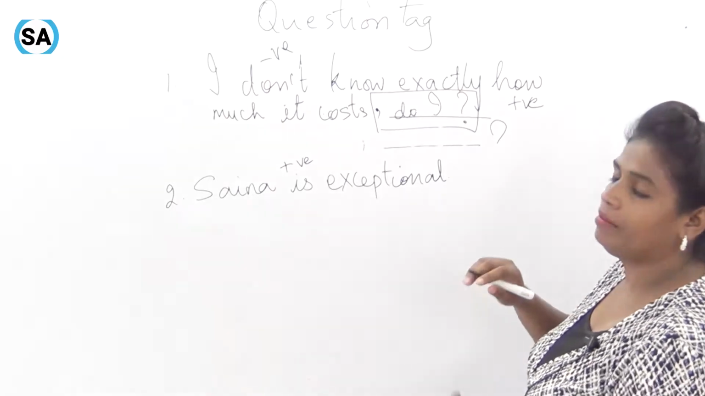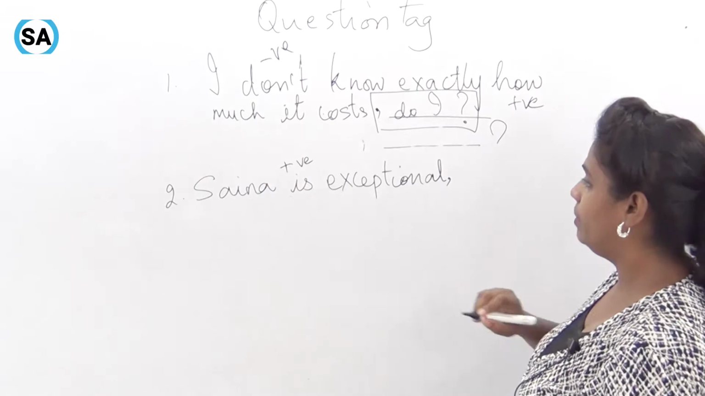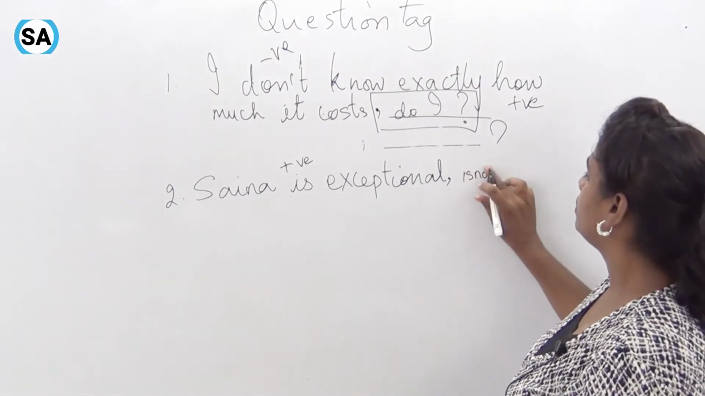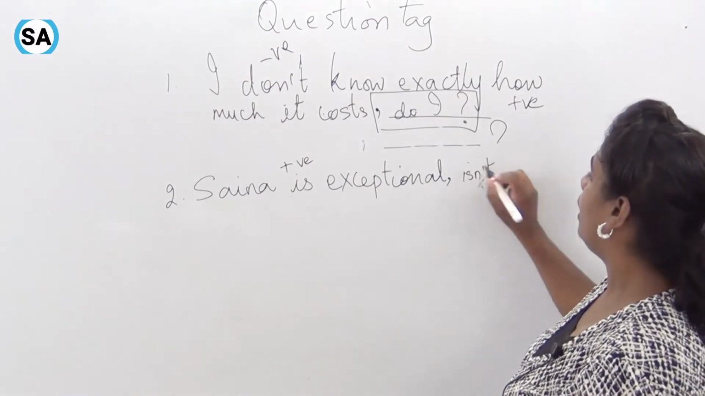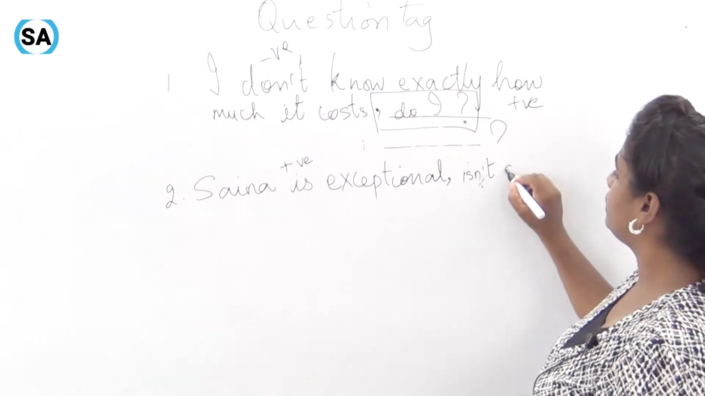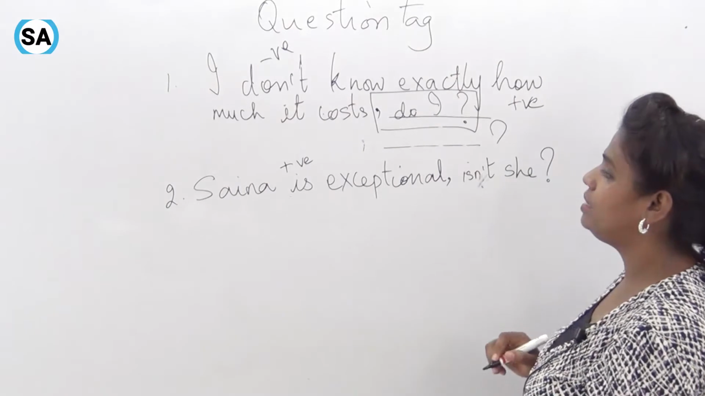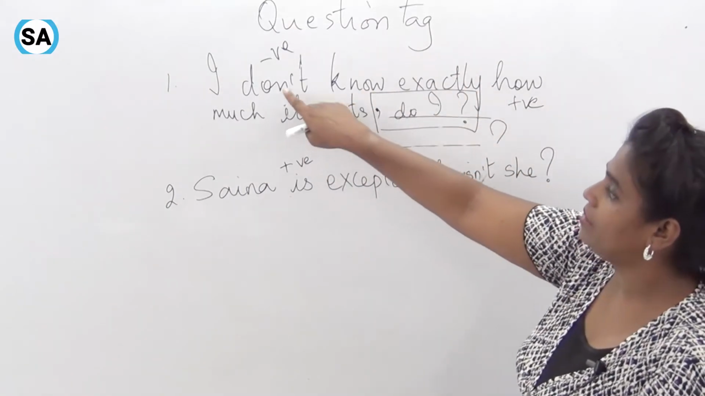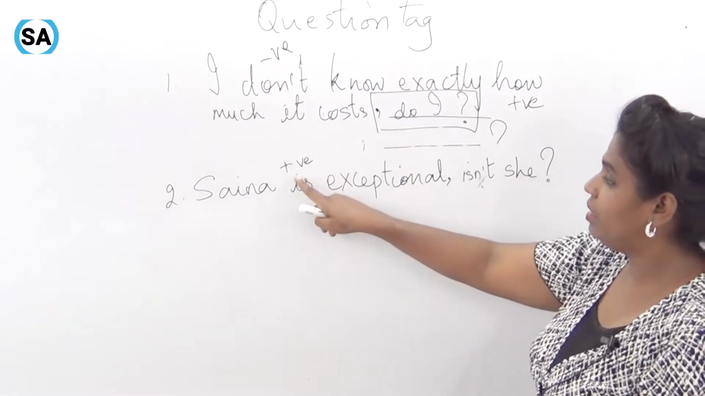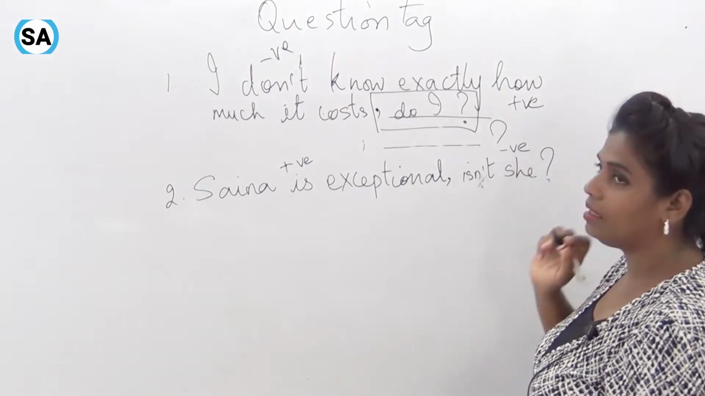So what are the three elements that we require for adding a question tag? It is a comma, is becomes is not, and we have a noun, Saina, with a pronoun replacing it here. We say isn't she, and a question mark. So the first sentence is negative with a positive question tag. Here we have a positive sentence and the question tag is negative.